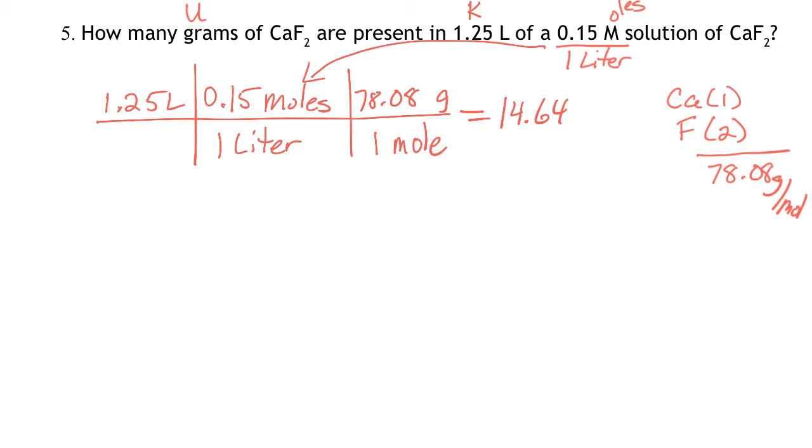14.64. But how many significant figures do you need? This one has 3. This one has 2. Remember, you're always going to go with the lowest number of significant figures, so I have to go with 2, which means this is going to round to 15 grams. Put a box around it so it's pretty.